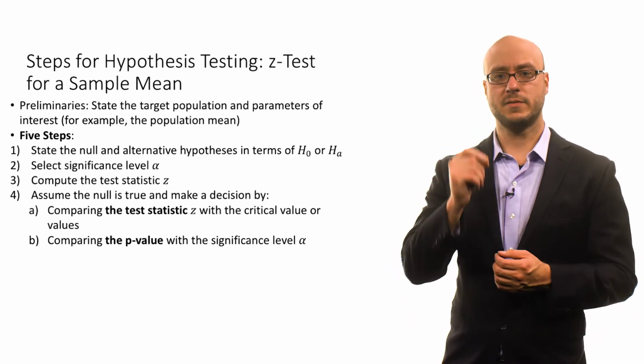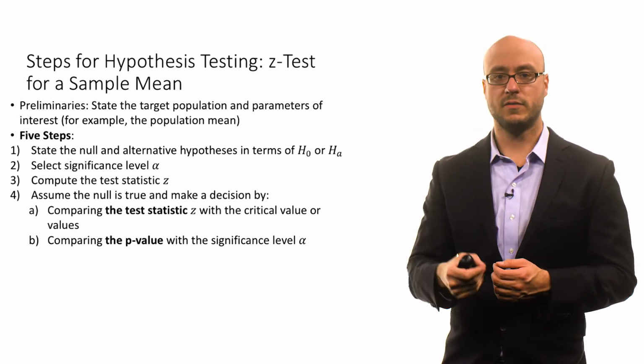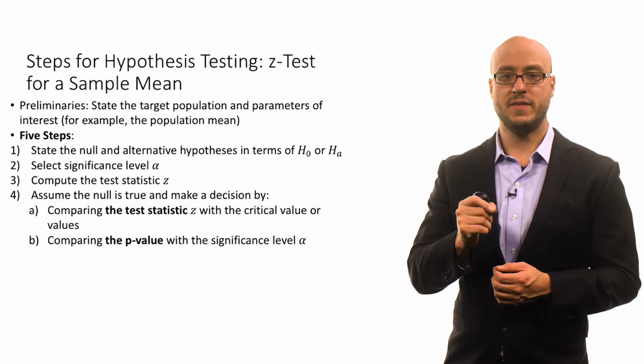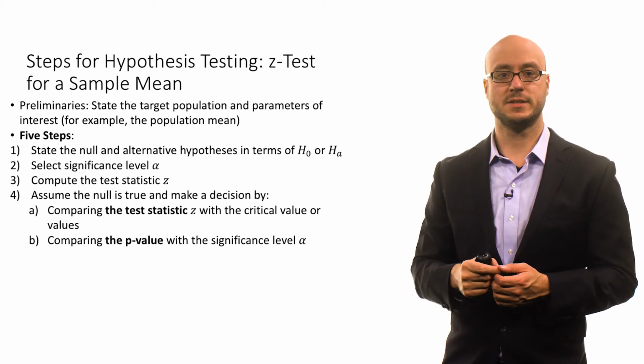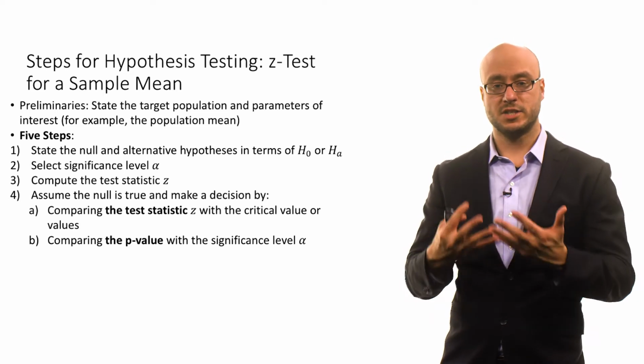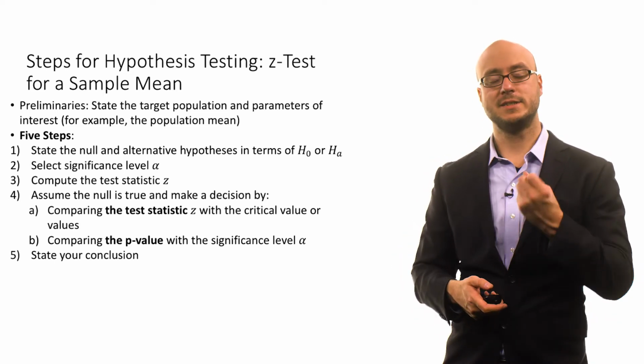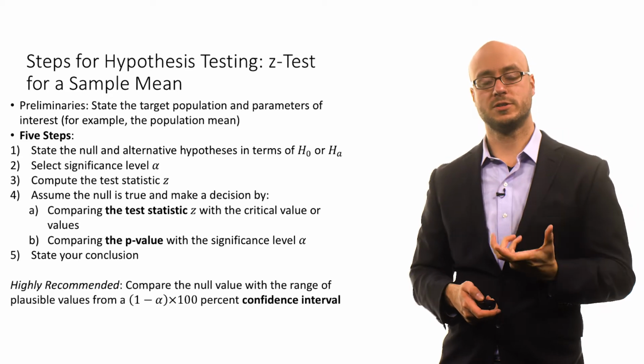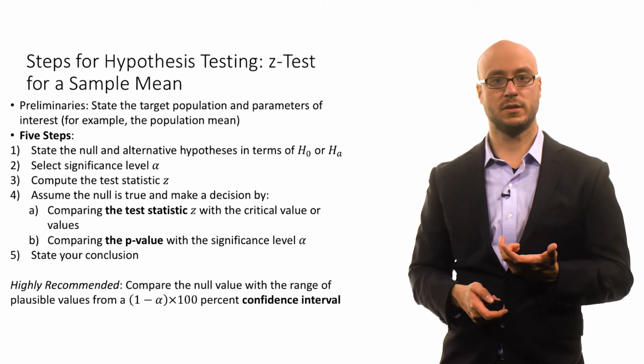And so we can compare the test statistic z with a critical value, or we can compare the p-value based on that test statistic, all right, to some significance level alpha. In either way, we have a decision rule, we make a conclusion, and we state that conclusion and we interpret it. We can also construct a confidence interval.